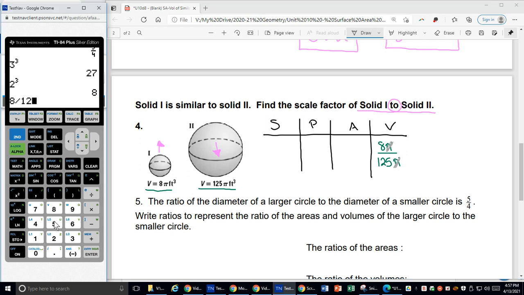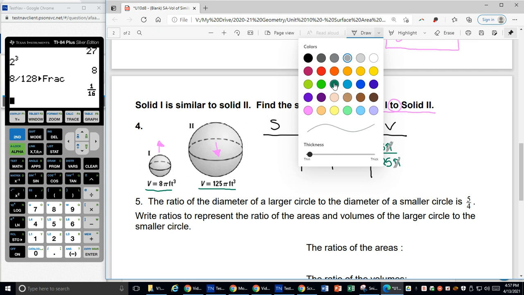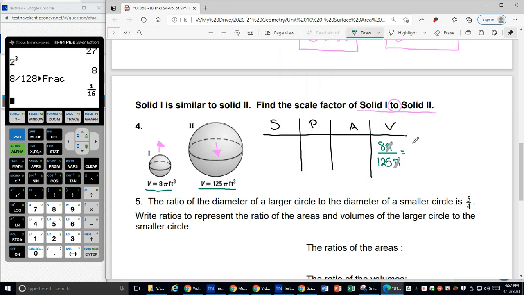8 divided by 125. I'm going to say math, give it to me as a fraction. And when I do that, I see 1/16. So this reduces to 1/16. Oh, no, it doesn't. Look what I did here. 128. I made a mistake. It's always good to double check what you have going on in your calculator.